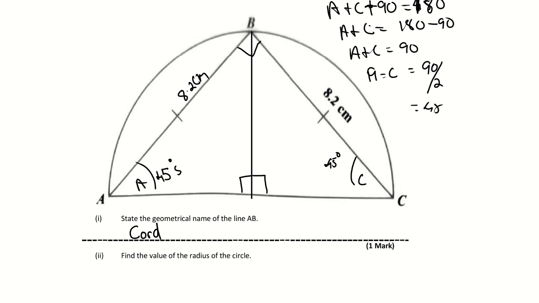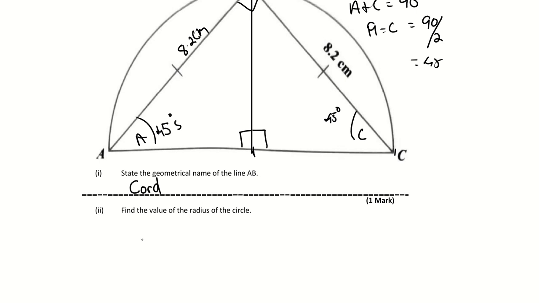Find the value of the radius. So we know the radius is from here to here. We know this is 45, we know this is 8.2. So let's write down what we have. C is equal to 45. The hypotenuse is equal to 8.2 centimeters. Then we have the center to C, that's what we're trying to find. We're trying to find the radius, not the diameter.